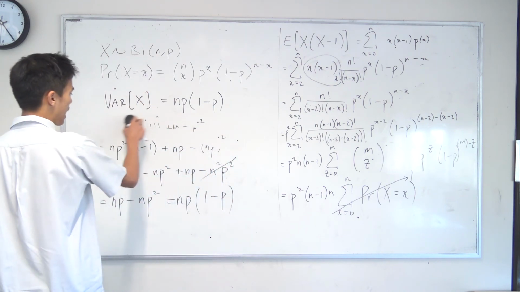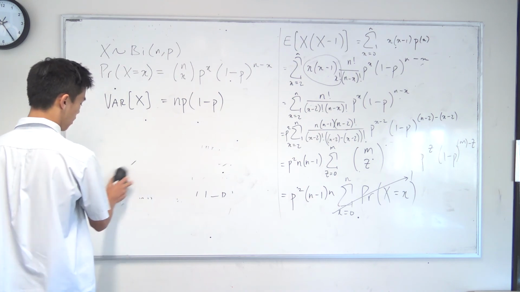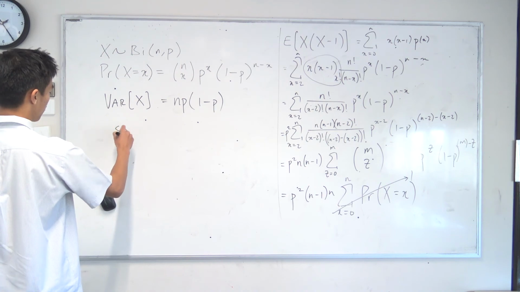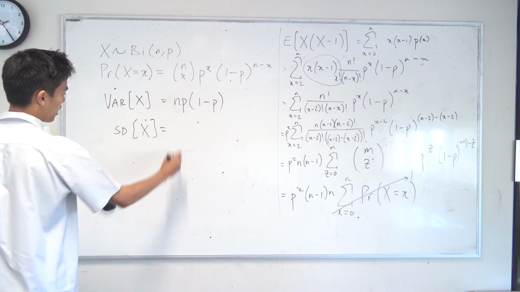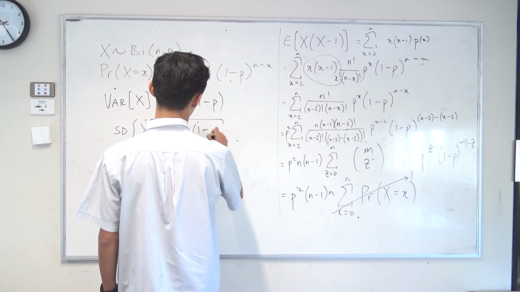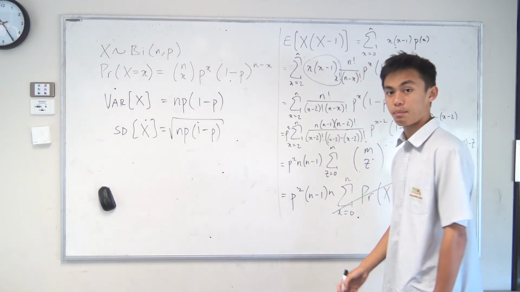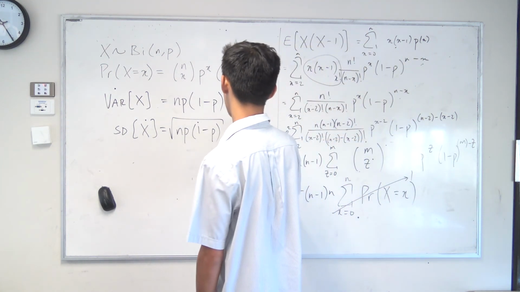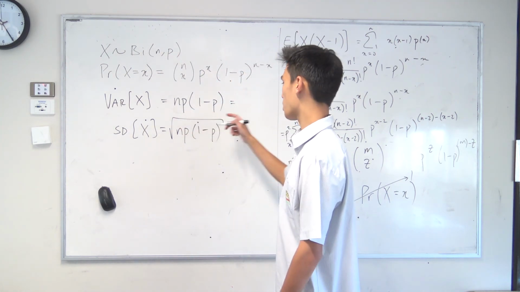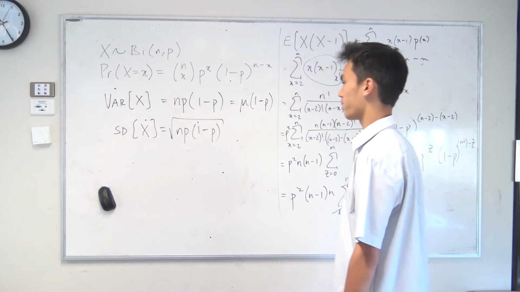That's really quite nice. And from here you can just directly find the standard deviation of such a distribution just by taking the square root. So if we want the standard deviation of our x right here, that's equal to the square root of n times p times 1 minus p, like so. And notice we have this np right here. That's exactly the mean. So if you want, you can actually just write this as the square root of mu times 1 minus p. It's really the same thing.